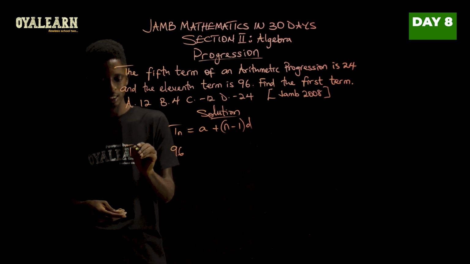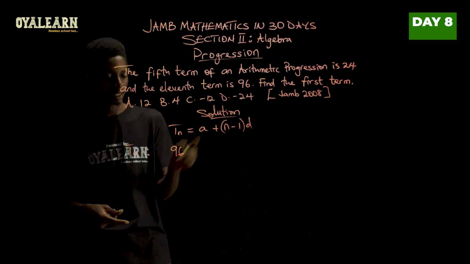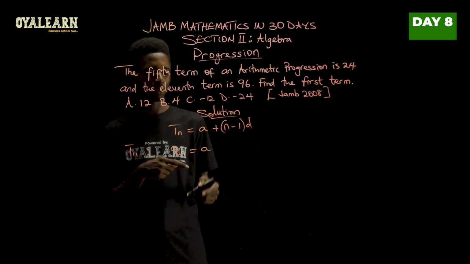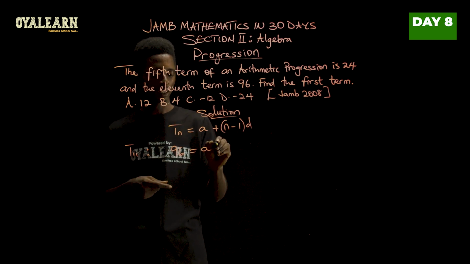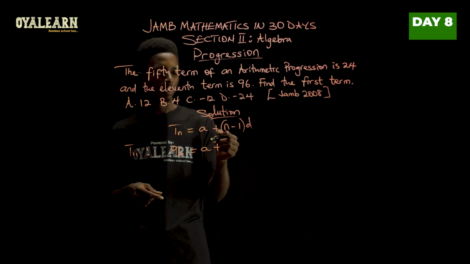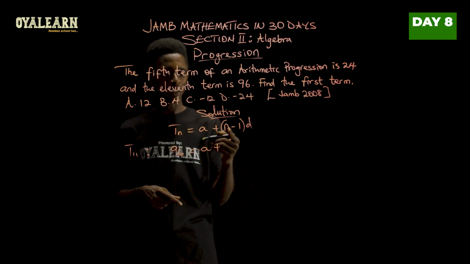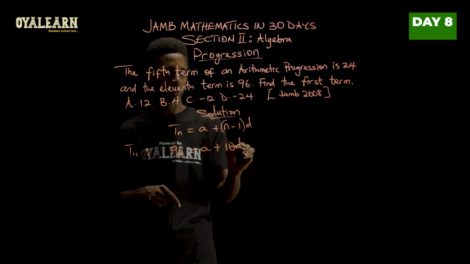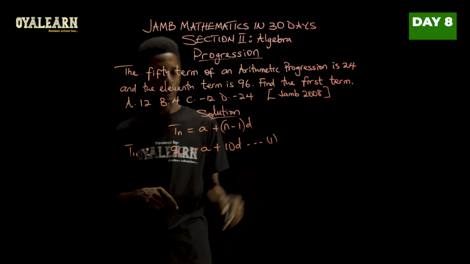So this is T11, right? So 96 equals the first term, which we don't know. This is what we are looking for, by the way. So plus n would be 11, and 11 minus 1 will give us 10, so 10D. Call this equation 1.